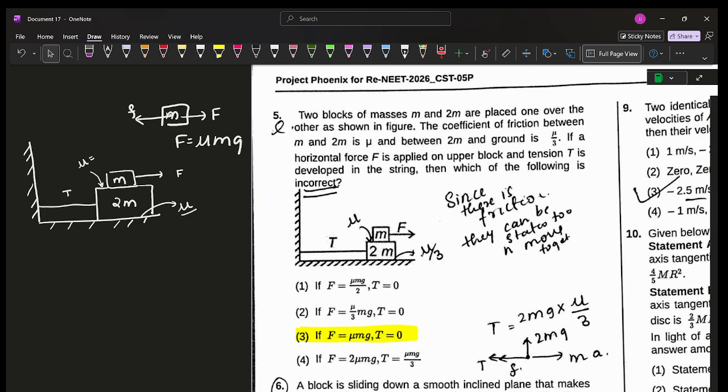Okay, so first think without the string. Suppose the string were absent, you pull the top block, what would friction do? Hmm. The upper block wants to move right relative to the lower block, so friction opposes that tendency. Therefore, on the upper block, friction acts left. On the lower block, the friction acts right.